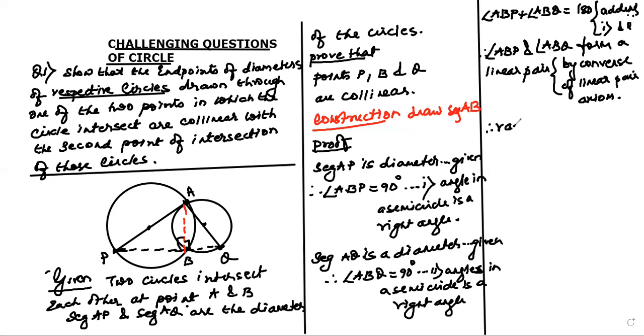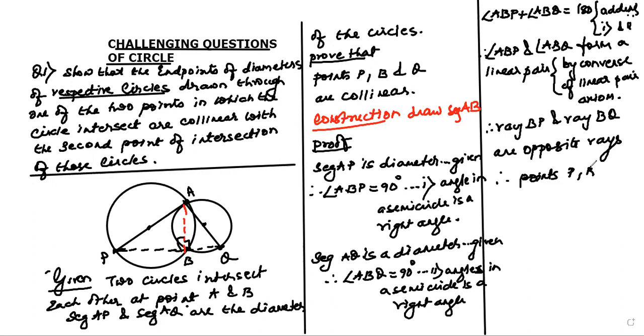Therefore, ray BP and ray BQ are opposite rays. Remember, non-common sides of linear pairs are always opposite rays. Opposite rays always determine a line, children. That means ray BP and ray BQ are in one line. Opposite rays mean a line. Therefore, points P, B and Q are collinear.